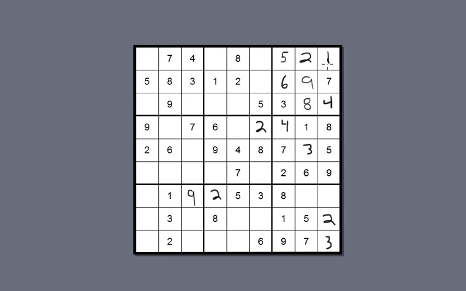So here we have 1, 2, 3, 4, 5, but we're missing 6. And we have 7, 8, and 9. So we're going to put 6 right here. And now we can either count this column or count this box. Either way, the missing number will be the same. 1, 2, 3, 4. We're missing 4 in both this column and in this box. So we're going to put 4 right here.